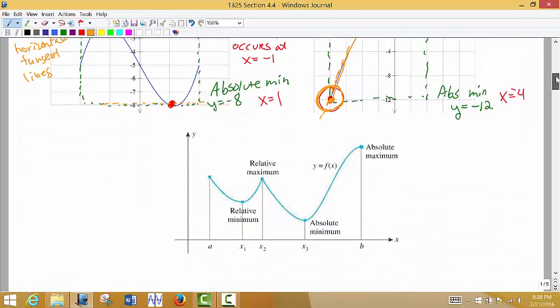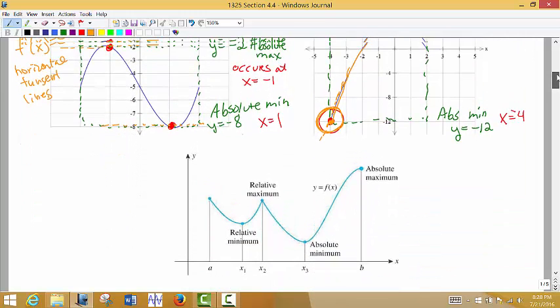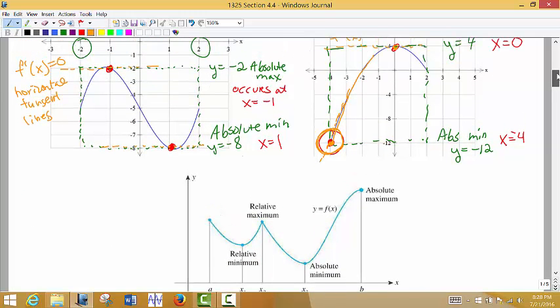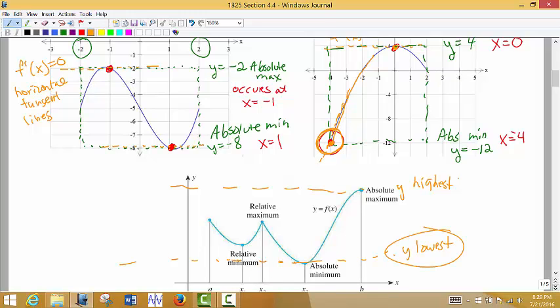So essentially what we're doing is we're going to identify all the places on the graph that are relative maxes and relative minimums. Then we're going to compare the y values of all the relative maxes and all the relative minimums, and we want to know which one has the highest y value and which one has the lowest y value. So we're going to compare all those places on the graph that are considered relative maxes and mins, and we're looking for which one has the highest and lowest y value.